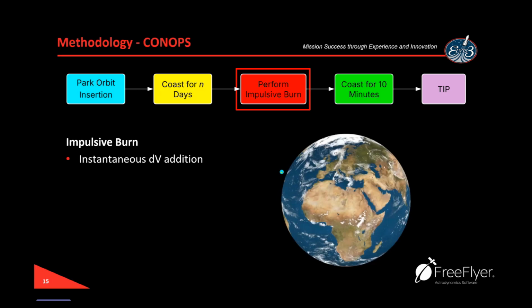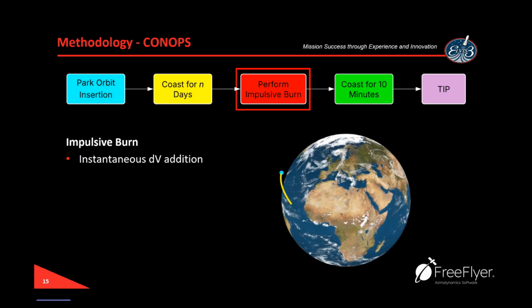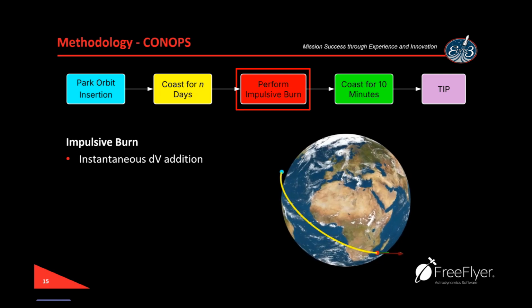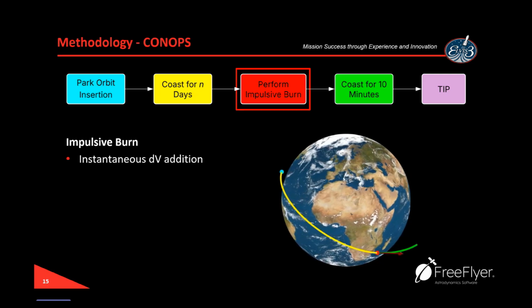Yeah, so next phase here is the impulsive burn. An impulsive burn is just an instantaneous delta V addition. So rather than a finite burn where you would consider things like thrust and specific impulse of the engines and actually model a burn duration, we're just using this impulsive burn to simplify the model for now.